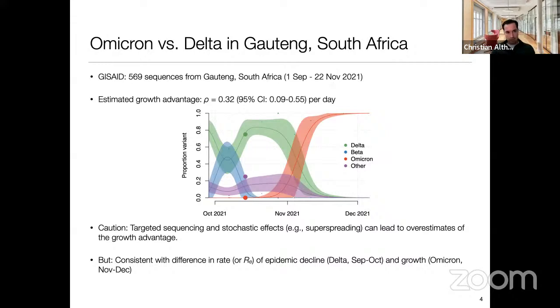So let's look a bit in more detail at this competition between these two variants, Omicron and Delta, in the province of Gauteng in South Africa. We made a preliminary analysis of this replacement and competition of the variants. We estimate the growth advantage of this new variant Omicron compared to the previously circulating variant Delta, and we found that it has a growth advantage of 0.3 per day. So each day, and then subsequently every week, it can spread considerably more than the previously circulating variant Delta.